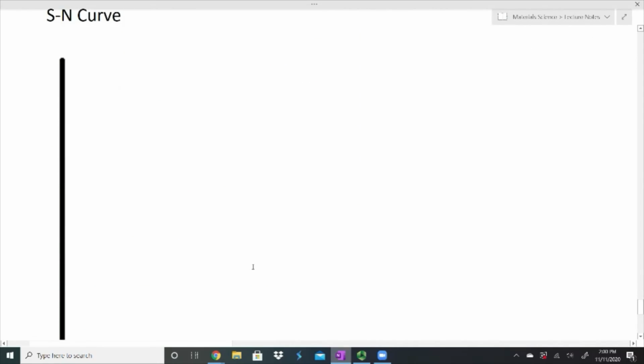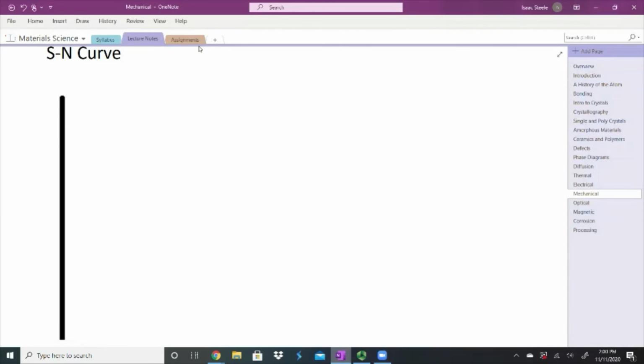So I'm just going to sketch this out really quick. We have what's called an SN curve, S for our loading and N for the number of cycles.